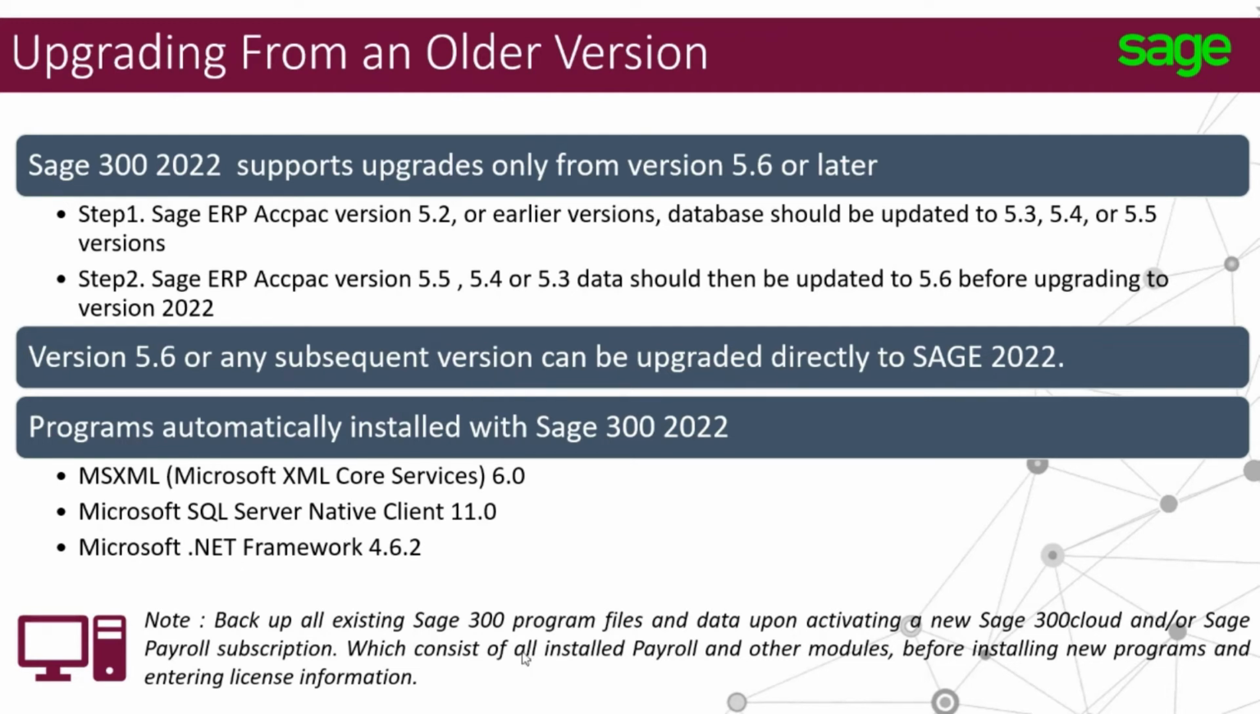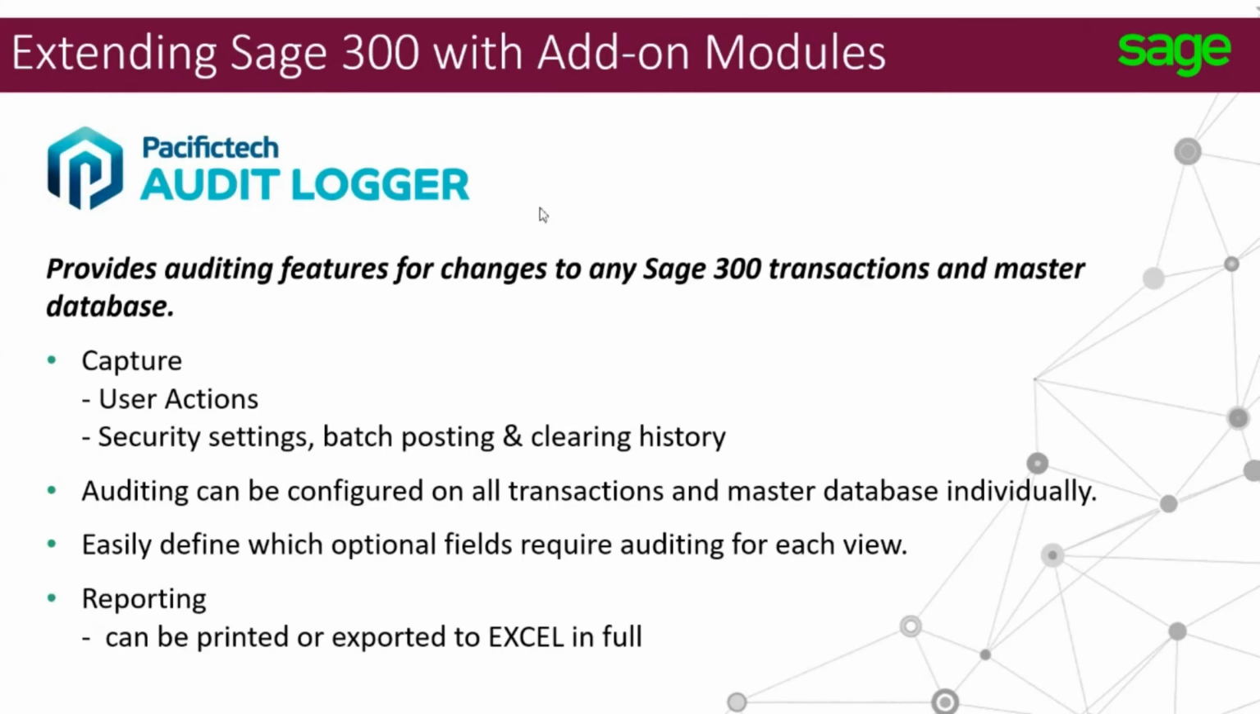So as an organization, I was mentioning a few slides before about the fact that if you are looking to scale, or if you are looking to bring in the best out of your Sage 300 landscape, and if you feel that some of the standard modules might not facilitate your requirements, we have actually identified a few key add-on modules that can add a lot of value to your organization as well. So one is the Audit Logger.